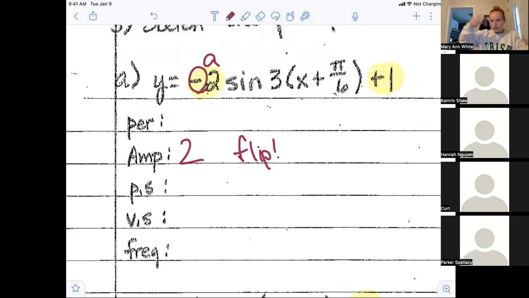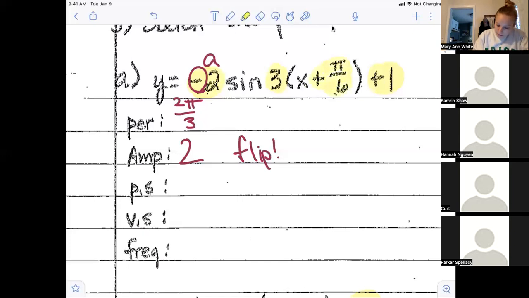So the flip is going to flip your sine graph upside down. We know that the 3 affects my period, so we always do 2 pi divided by b, and b this time is 3. And I actually can't simplify that. That's as good as it gets. 2 pi over 3 is my period. So that's the amount of length that I have to get my whole sine graph in.